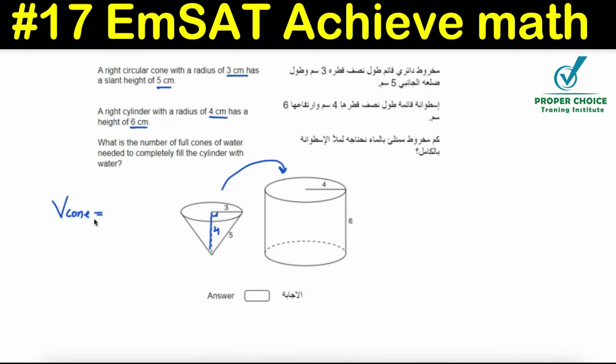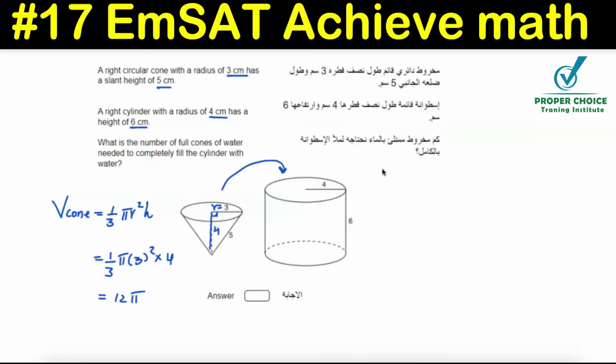The volume of the cone, the formula will be given to us, is 1/3 pi r square h. Fill it in: 1/3 times pi times the radius of the cone, which you can see is 3 square, and the height of the cone is 4. That gives us 12 pi.